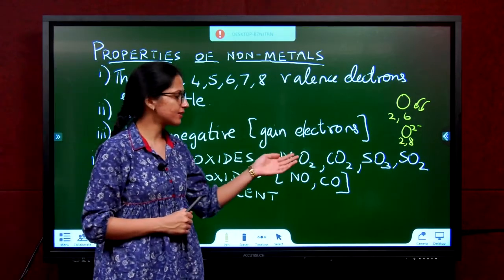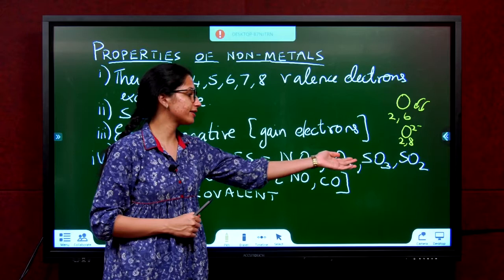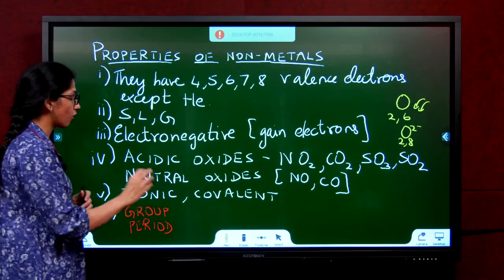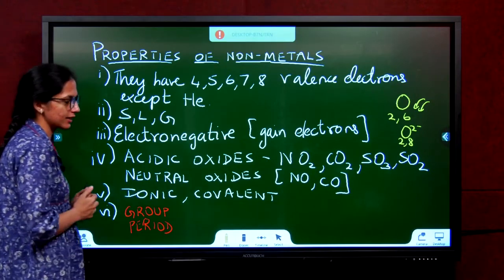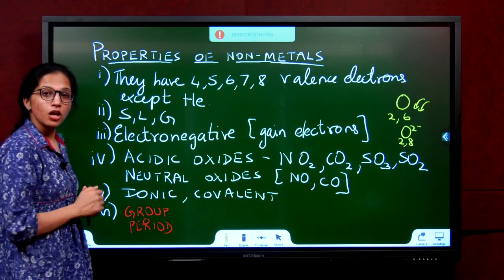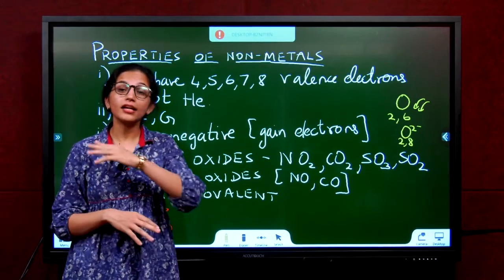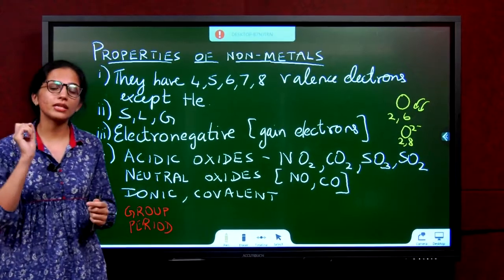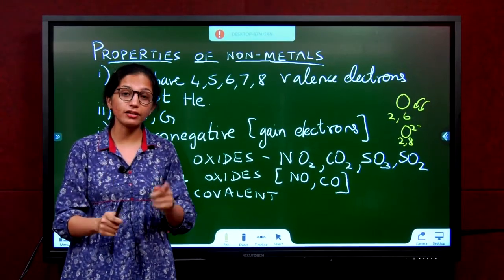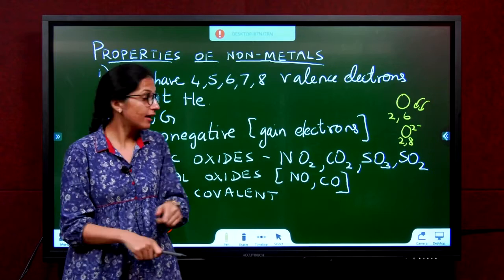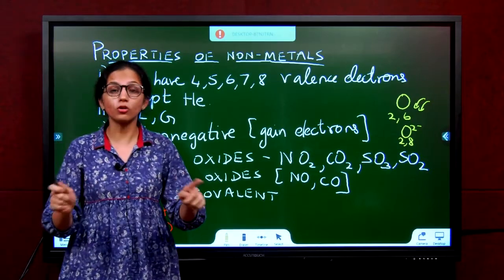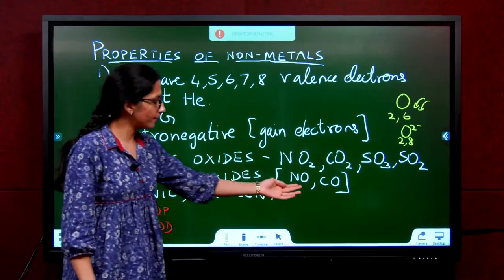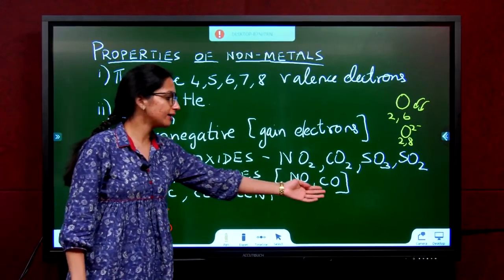These are some of the examples: nitrogen dioxide, carbon dioxide, sulfur trioxide, sulfur dioxide. But we also have some non-metal oxides that behave like neutral oxides. What are neutral oxides? Neutral oxides are those oxides that show neither acidic nor basic behavior. Please don't get confused with amphoteric oxides. Amphoteric oxides show both acidic as well as basic behavior. Neutral oxides don't show either. Example, nitrogen monoxide and carbon monoxide.